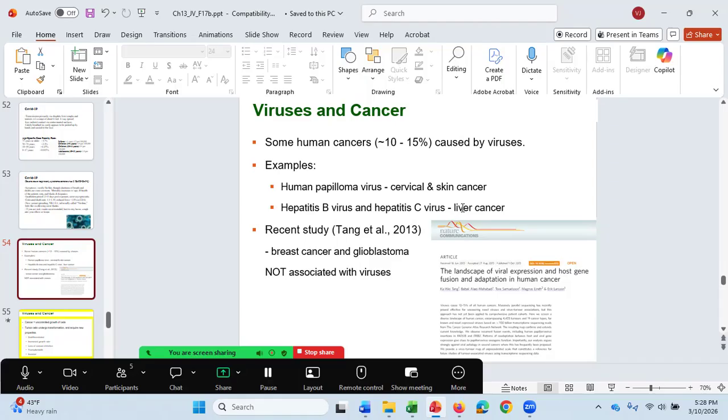Any question about any of that? Not all cancers are caused by viruses, like breast cancer and glioblastoma have no correlation to any known virus, and these two cancers do not appear to be started at all by a virus. Any question about any of that?